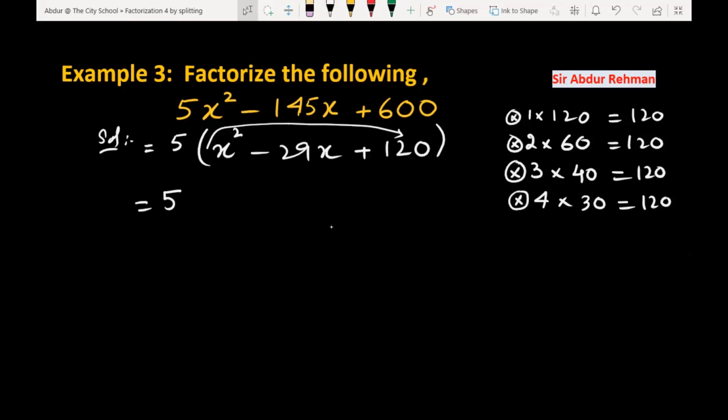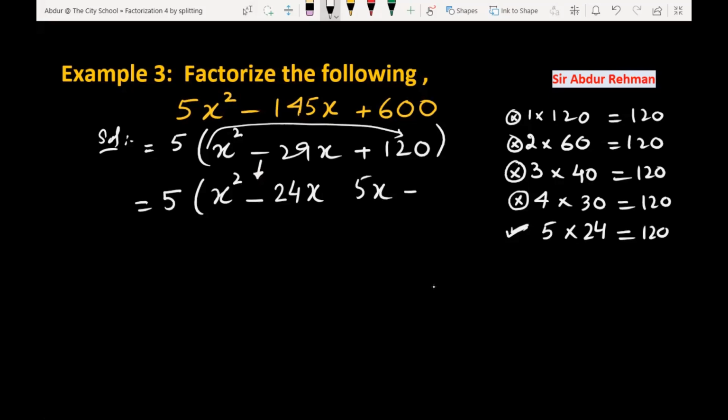We need 29, so it will also be rejected. Now try with 5. 5 times 24 is 120 here. Now by adding 24 and 5, we get 29. Yes, it is the correct factors. So I'm going to write 24 and 5. Copy this sign. Write down the bigger number 24x with x, and then the smaller one is 5x plus 120.